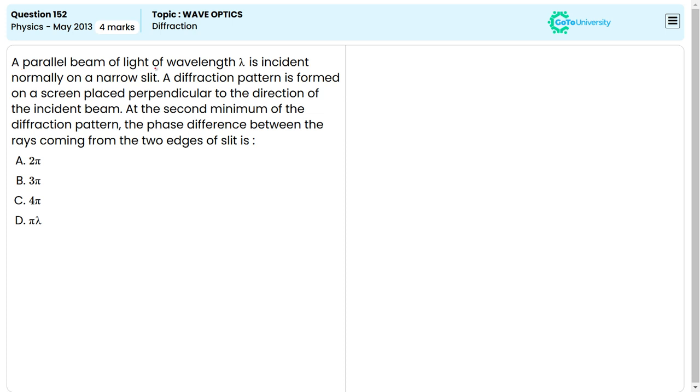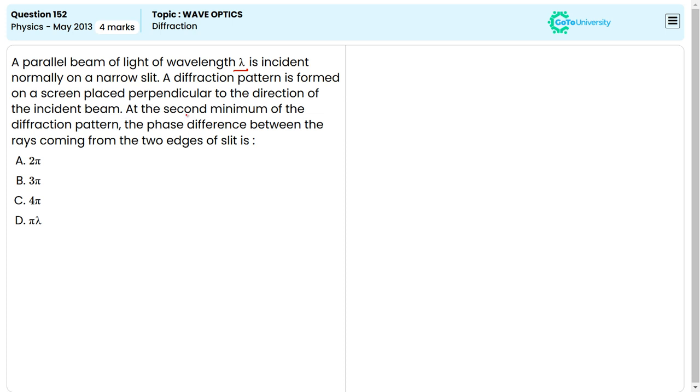A parallel beam of light of wavelength lambda is incident normally on a narrow slit. On the narrow slit, it falls normally, that is, perpendicular to the slit. A diffraction pattern is formed on a screen placed perpendicular to the direction of the incident beam.